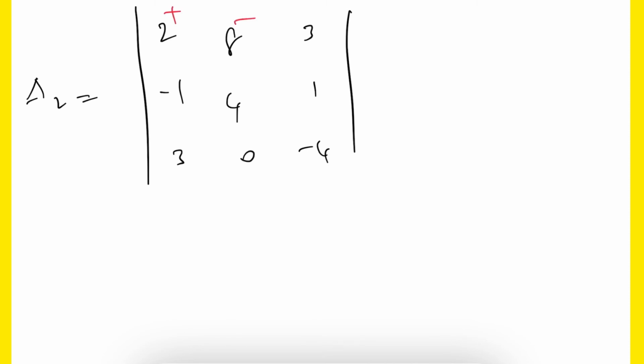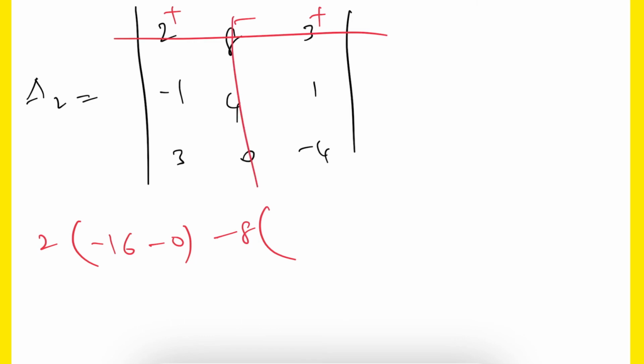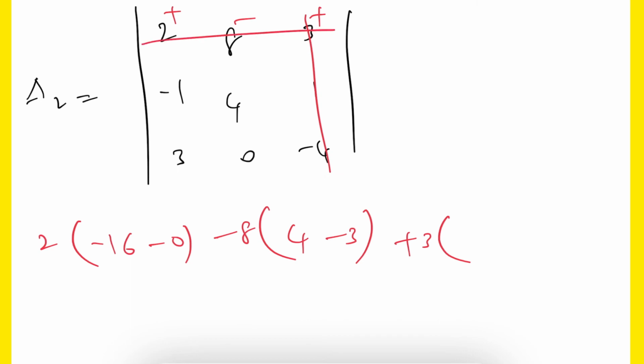So this is plus, it is minus and plus. 2 into 4 into minus 4 minus 16, 0 into 1 0. Next, minus 8 into minus 1 into minus 4 plus 4, 3 ones are 3. Next, last element, plus 3 into, if we remove it, minus 1 into 0 0 minus 3 4s are 12.